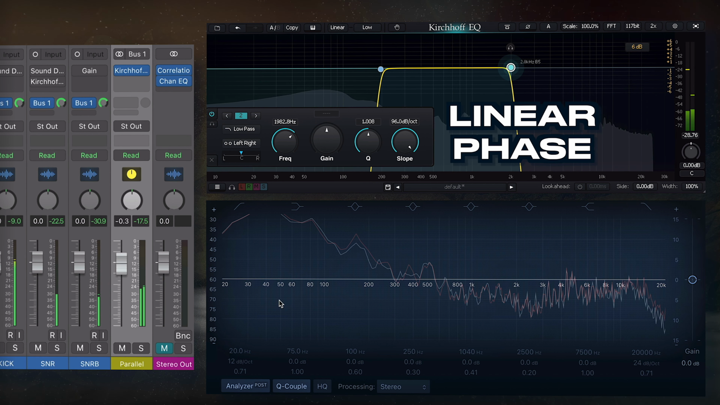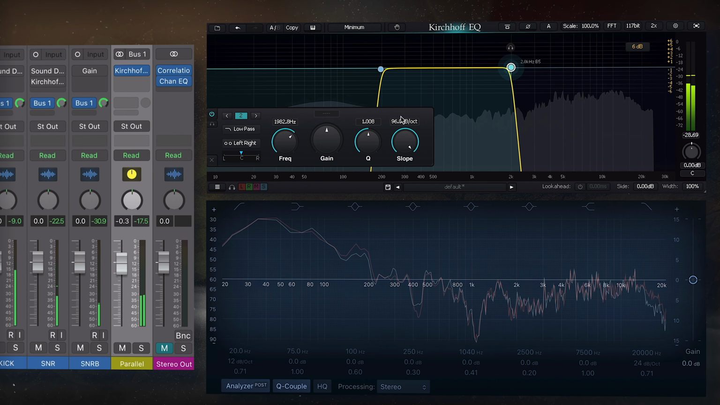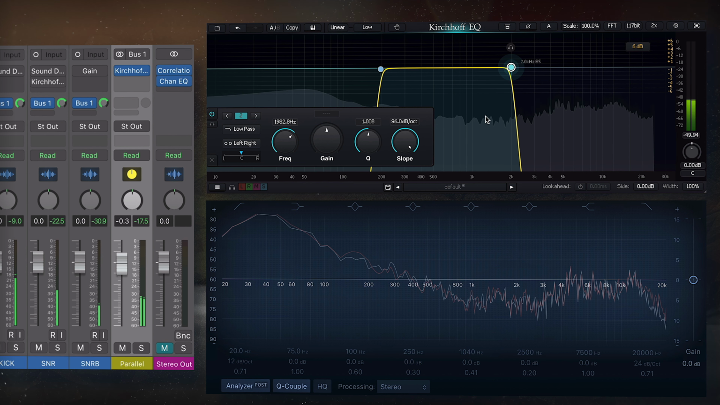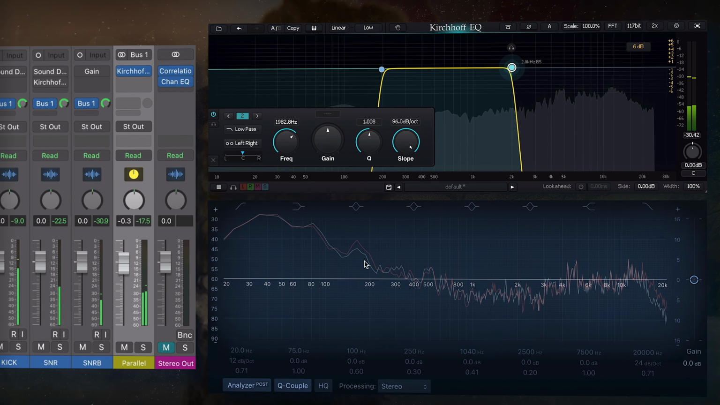So let's listen to two examples, one in which a parallel signal is being equalized with minimum phase filtering, and one in which it's being equalized with linear phase filtering. Notice how we don't have any issues when we use the linear phase filter type.